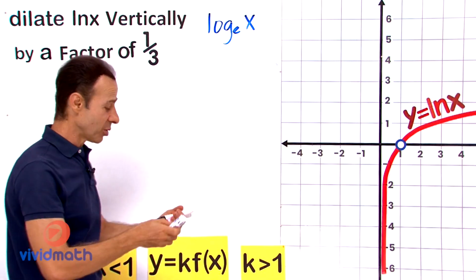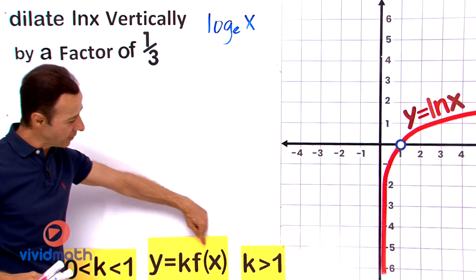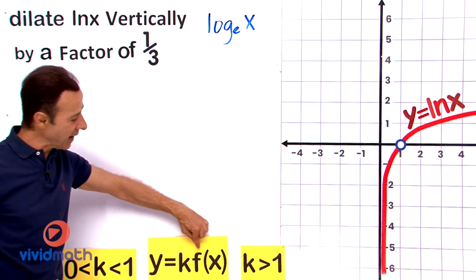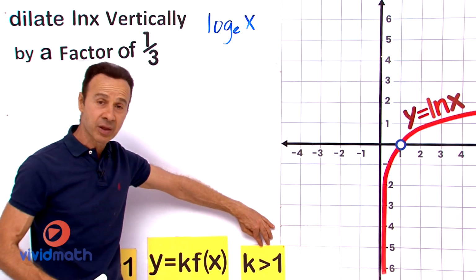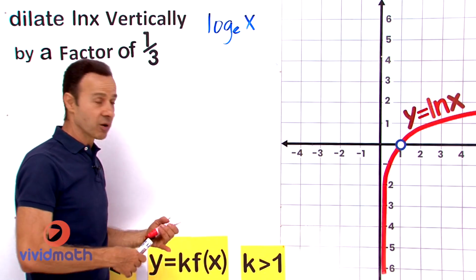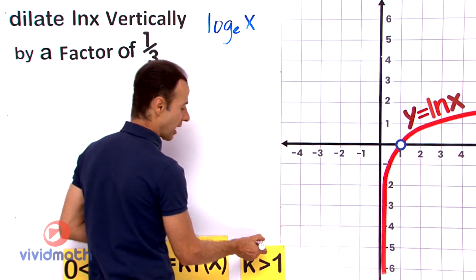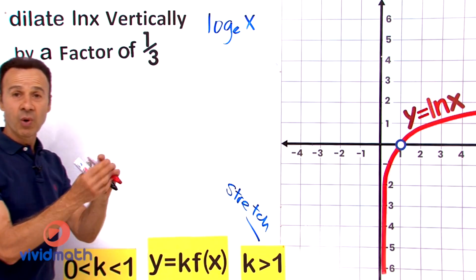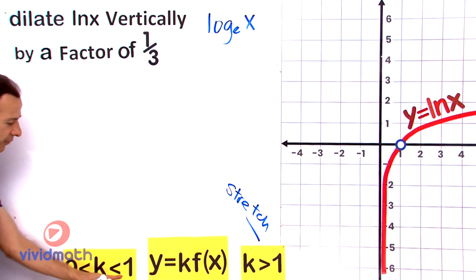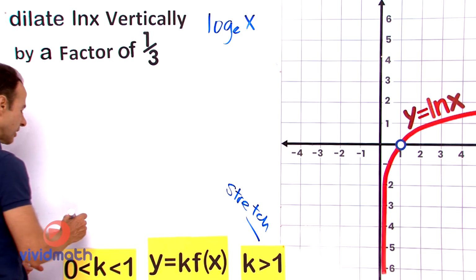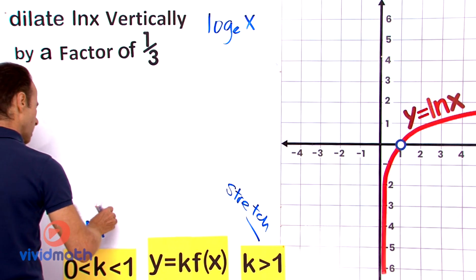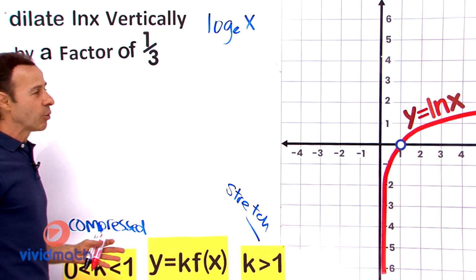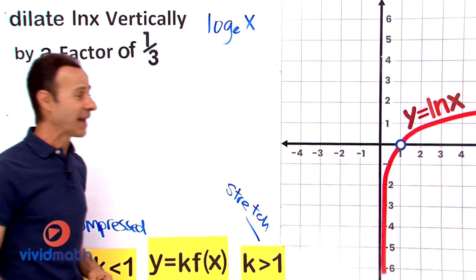Now what is 1/3 going to do? Well, the 1/3 is going to be put in front of the function as represented by the letter k. So we've got y equals k f(x). Now if k is greater than 1, it's a big number, what's that going to do vertically? It's going to stretch it, isn't it? So k greater than 1 is a stretch towards the y-axis and up. And when it's a fraction between 0 and 1, then it's going to be compressed vertically.